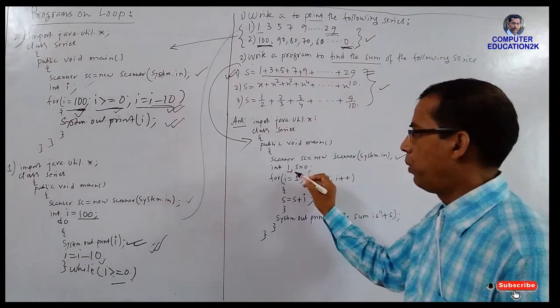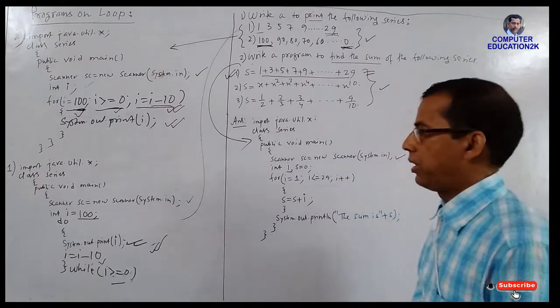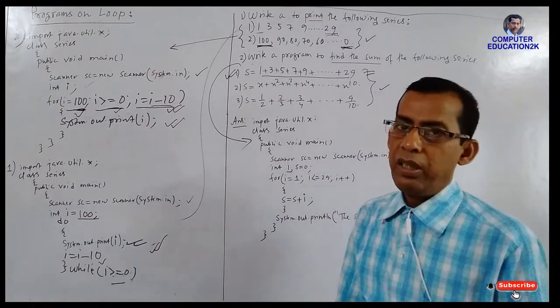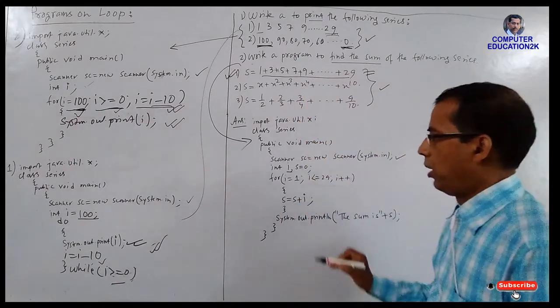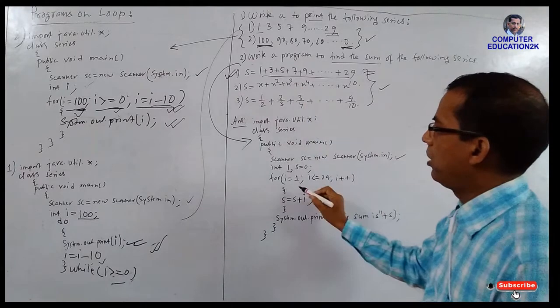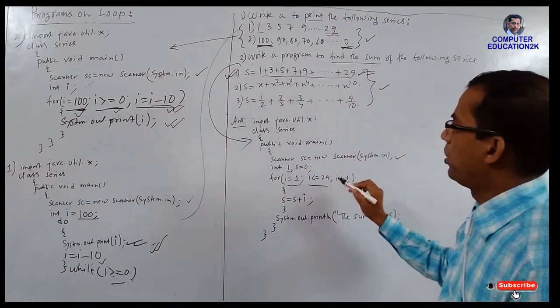So I have taken two variables, I and S. I for the loop, S for the sum. And the sum variable should always be initialized with 0. Okay. So S equals to 0. Now the loop starts with 1. So I will write I equals to 1. Ends with 29. So I less than equals to 29.